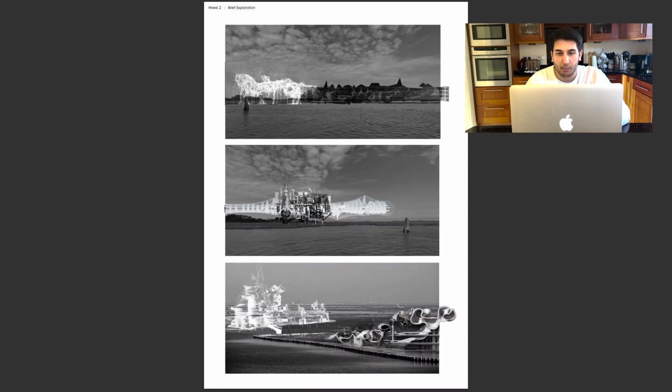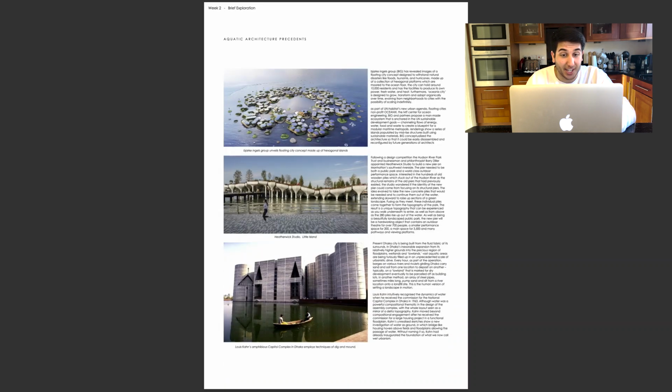These are much, in my opinion, much nicer, but it's still futuristic conceptual models and schemes and sketches that are so, how do I say it, abstract, that it's just idea generation. Aquatic architecture precedents.